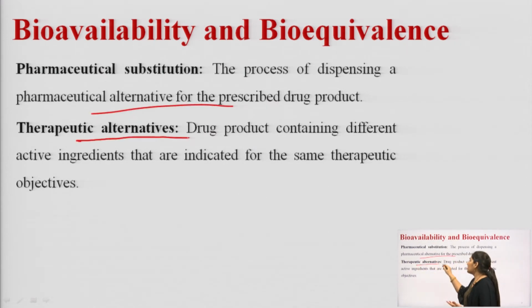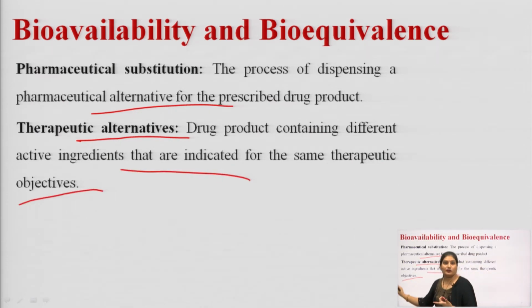Next is the therapeutic alternative, meaning the drug product containing a different active ingredient that is indicated for the same therapeutic objective. Okay, meaning the API is different, but its indication or objective is the same, then it is called the therapeutic alternative. Okay, these are some definitions that are related to bioavailability and bioequivalence.